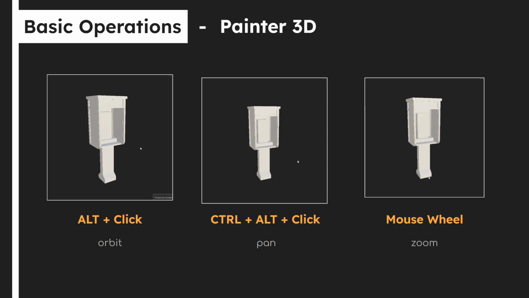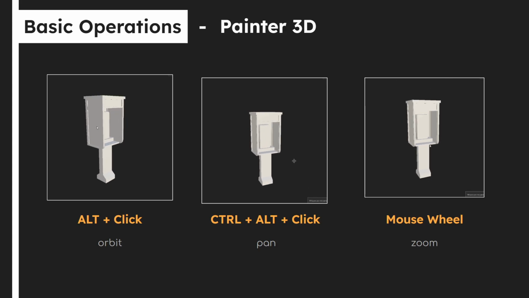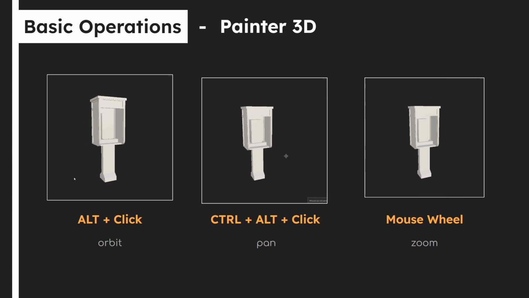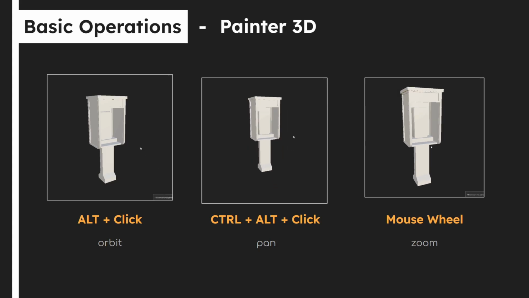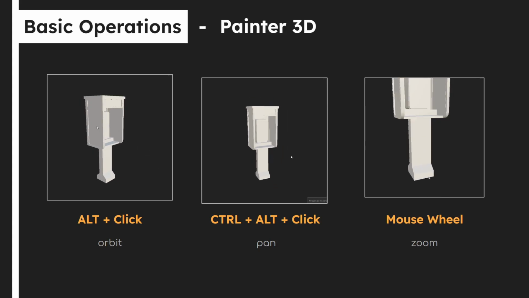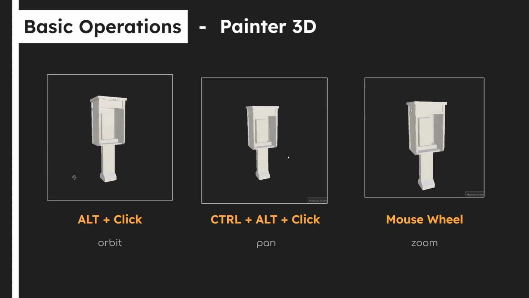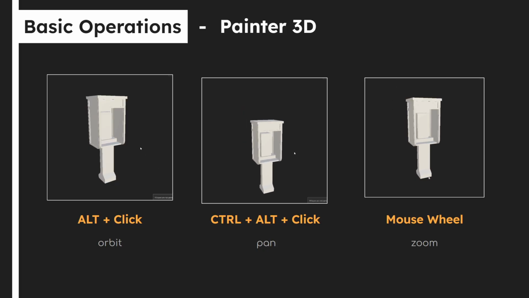Orbiting is using Alt-click. Panning is using Control-Alt-click. Mouse wheel is zoom. That's the same as in Blender. Is there a way to change it? Probably, but I would honestly just suggest getting used to these because other programs use these as well. Blender is the odd one out, not Substance.